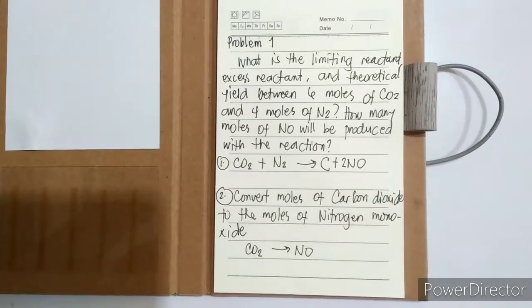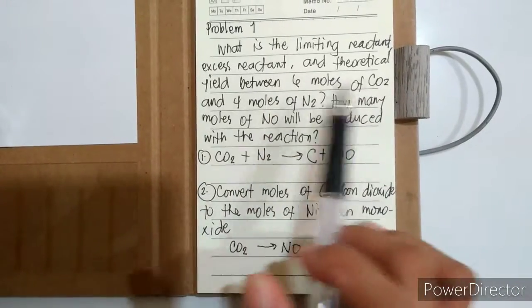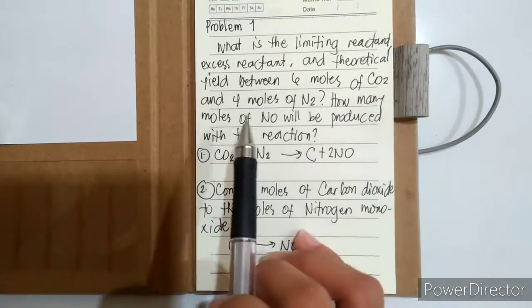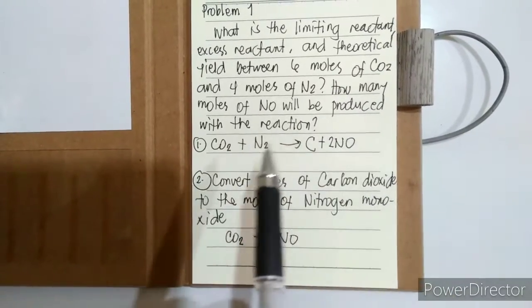So guys, for you also to be able to determine the limiting reactant, excess reactant, and theoretical yield in a chemical reaction, I will show you 3 examples. So, be excited and enjoy learning. Let us have problem number 1. What is the limiting reactant, excess reactant, and theoretical yield between 6 moles of CO2 or carbon dioxide and 4 moles of N2 or nitrogen? So how many moles of NO will be produced with the reaction?